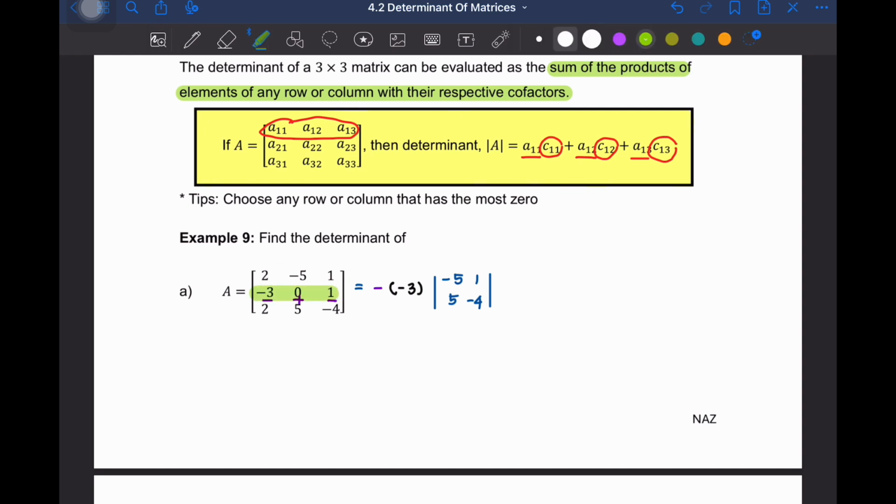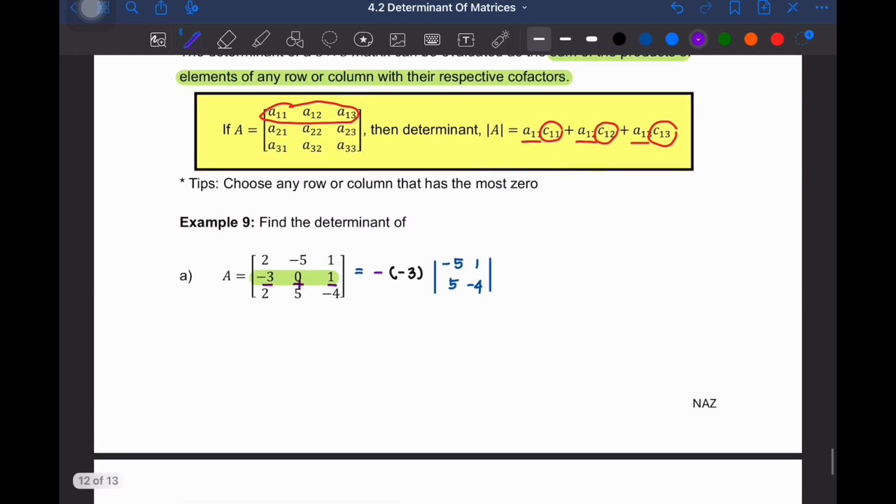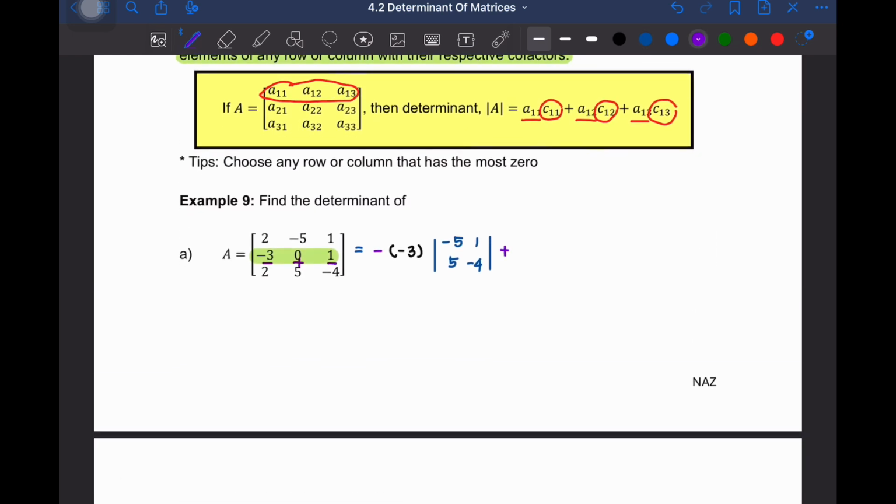And then moving on to the next element. The next element is with a positive sign, so it's going to be plus over here. And then we have element 0, so write 0 in front. And then delete the row and the column of 0, so this row with this column. So the elements that are left for us are 2, 1, 2, negative 4.